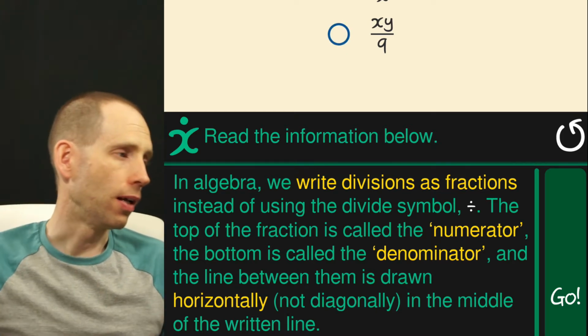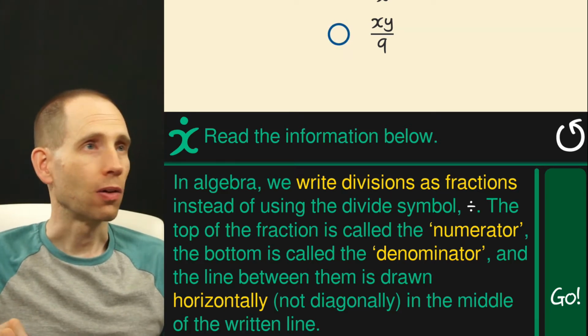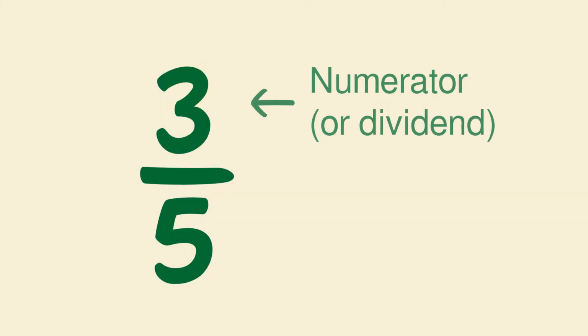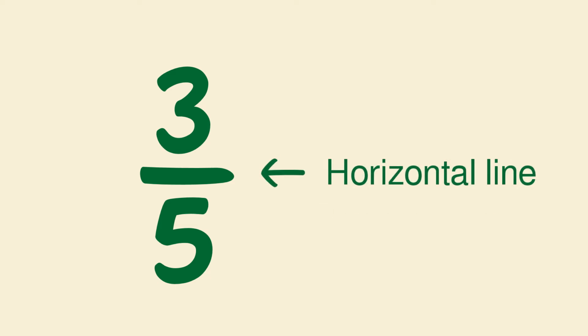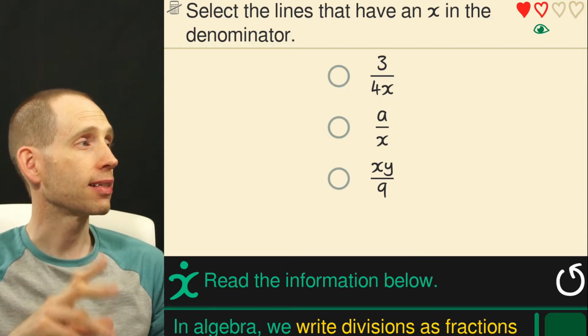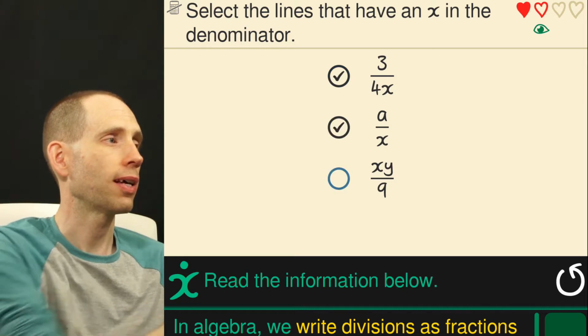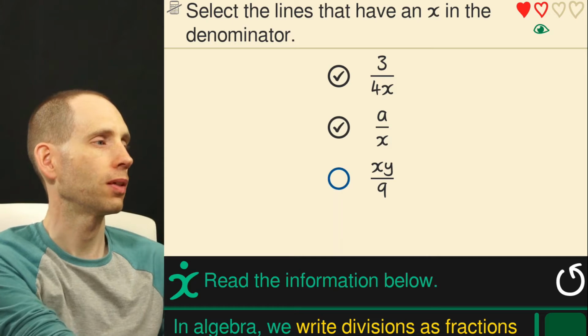There's a bit of vocabulary to do with fractions that you may already be familiar with. So let's just mention that. A fraction has a numerator on the top, sometimes called the dividend, and a denominator on the bottom, sometimes called the divisor, and the line between them is horizontal and in the middle of the written line. In this question, it's asking us to select the lines that have x in the denominator. So I can see these two, x is in the bottom half, whereas in the third one, x is in the numerator, in the top. There we go.